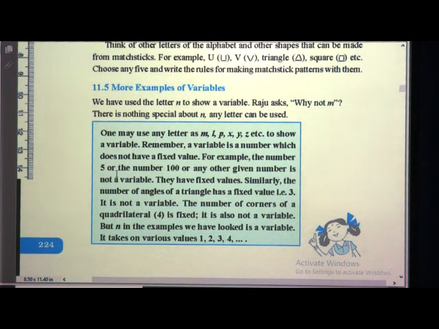For example, the number 5 or the number 100 or any other given number is not a variable. They have fixed values. Similarly, the number of angles of a triangle has a fixed value, that is 3. It is not a variable. The number of corners of a quadrilateral, how many corners are there for a quadrilateral? 4. So the value is fixed. So it is not a variable. But n, in the examples we have looked at, is a variable. It takes on various values 1, 2, 3, 4.